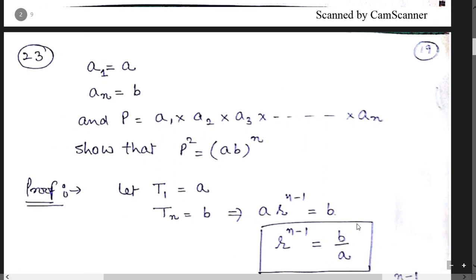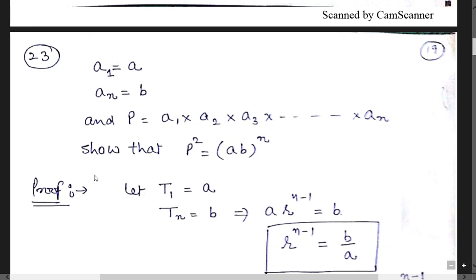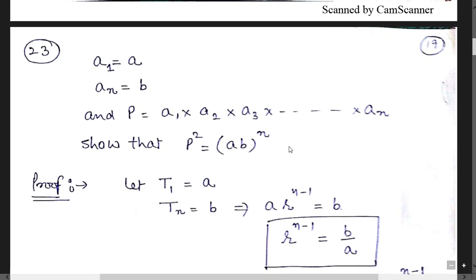Question number 23. A1 is given to you, that is the first term, it's A, and nth term is B. And the product of n geometric means is A1, A2 up to so on An. And we have to prove P square is equal to AB raised to power n. First term is given to you, last term is given to you, and the product of n geometric means is given to you, that is P, and we have to prove P square is equal to AB raised to power n.